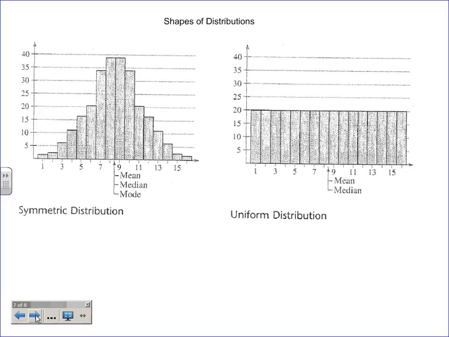Now, shapes of distributions. We're going to start talking about certain ones here pretty quick, but for right now, we'll just talk in general about these. There's a symmetric distribution, and basically what that means is if you kind of went like this, see how the two sides are, you could fold it up on that line, and it's going to be perfect, right? Now, it doesn't have to be perfect. As long as it's really, really close, it's fine, all right?